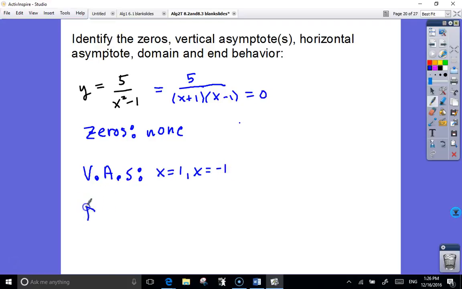Okay, what is the domain? Look back in the rules.